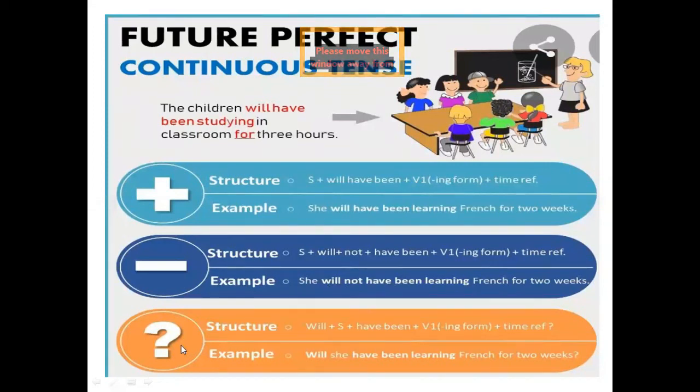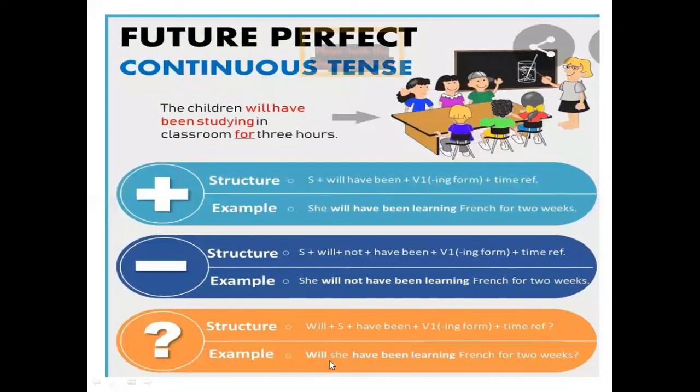Then in the interrogative sentences, the structure we have, very first we have to use the will before the subject. Then after the subject, we have to use the have been, as we use the will have been altogether in the affirmative sentences. But while making the interrogative sentences, we use the will at the start of a sentence. Then we use subject. Then after the subject, we use have been. It means the structure should be will, subject plus have been. Then we use first form of the verb with ing, then time reference again. And at the end, you will use the sign of interrogation.